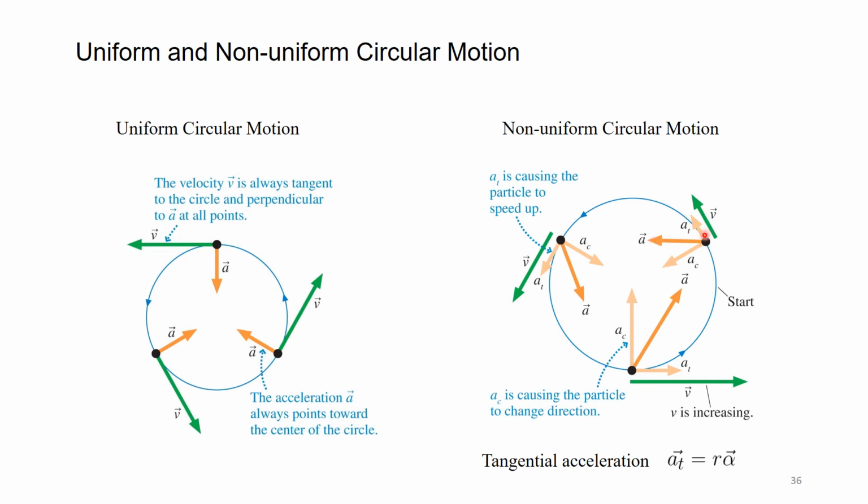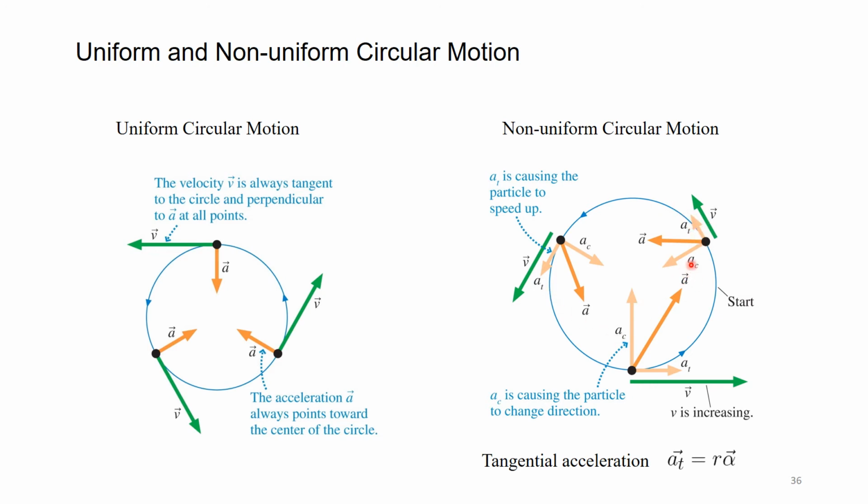So AT and AC are components of the acceleration A. We can see that the AC component, the component that points to the center, is pointing to the center no matter where the object is. And the AT component points along the direction of the velocity no matter where the object is.